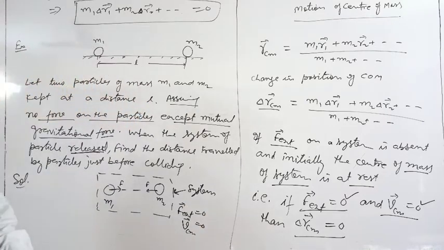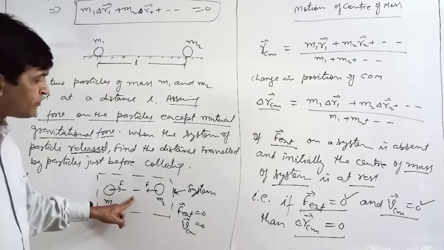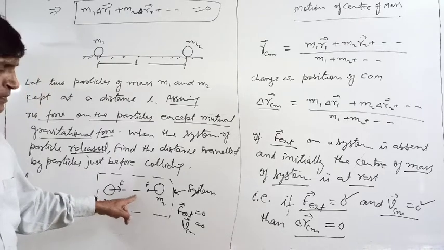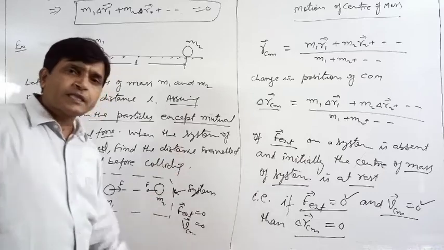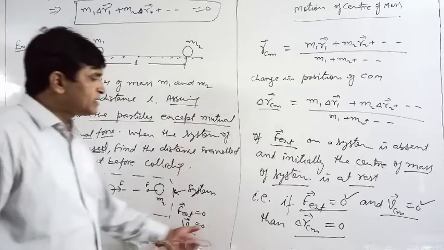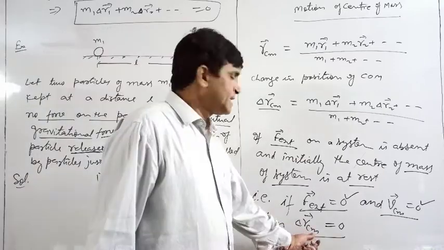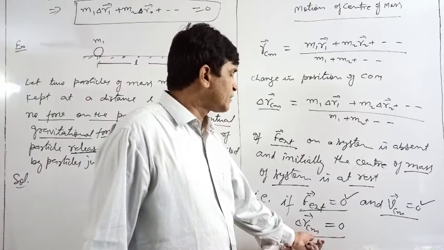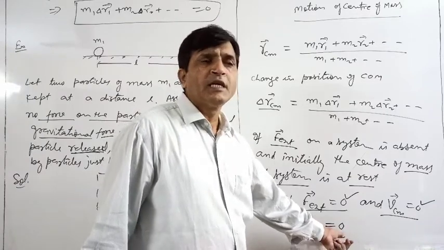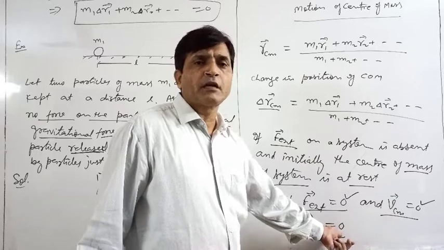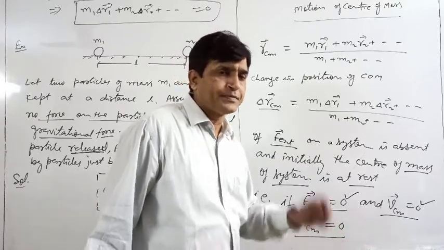It means external force is not acting on the system. Velocity of center of mass is also 0. Then delta RCM, the change in position of center of mass, will be 0. It means center of mass will not change its position.